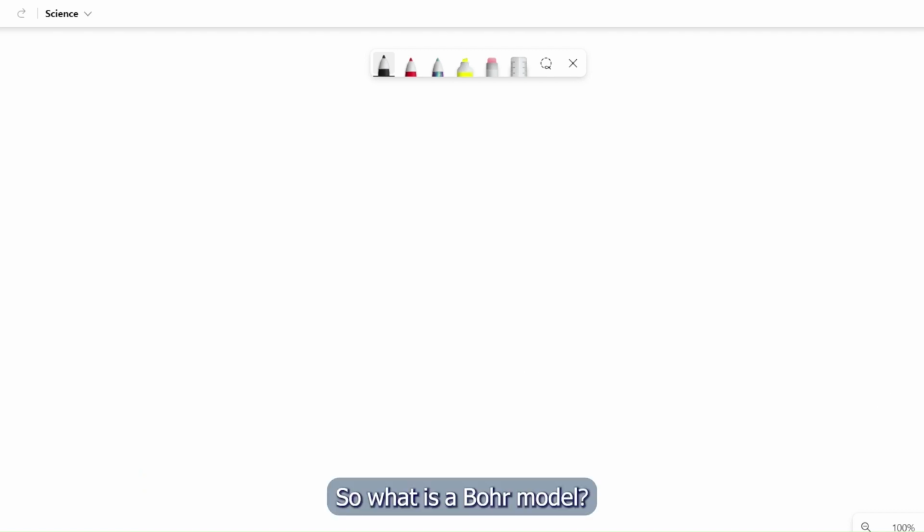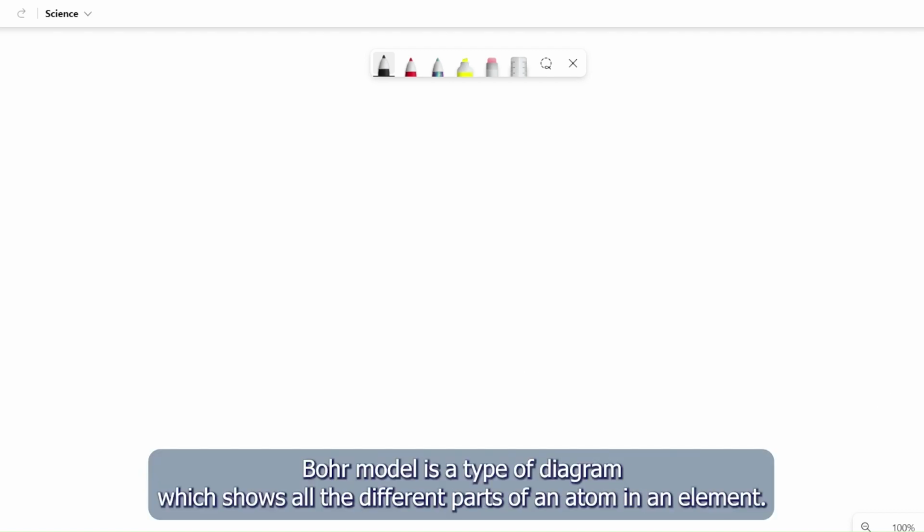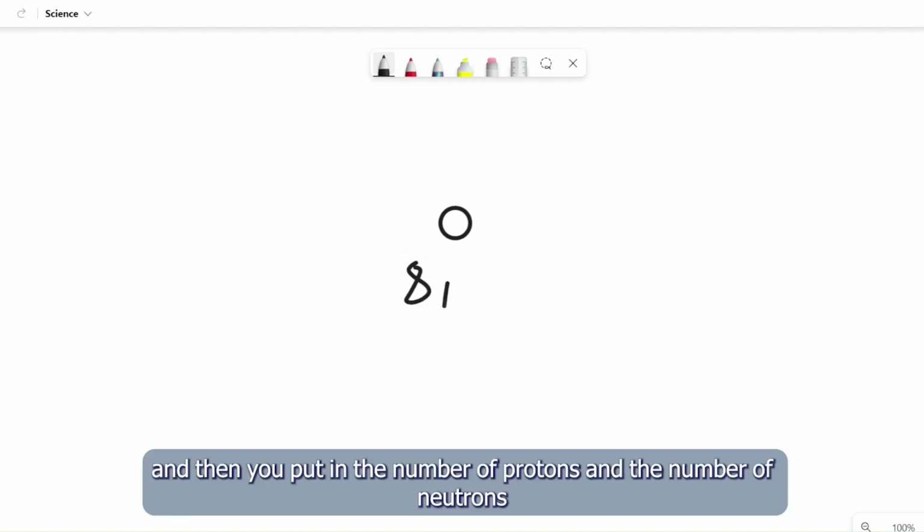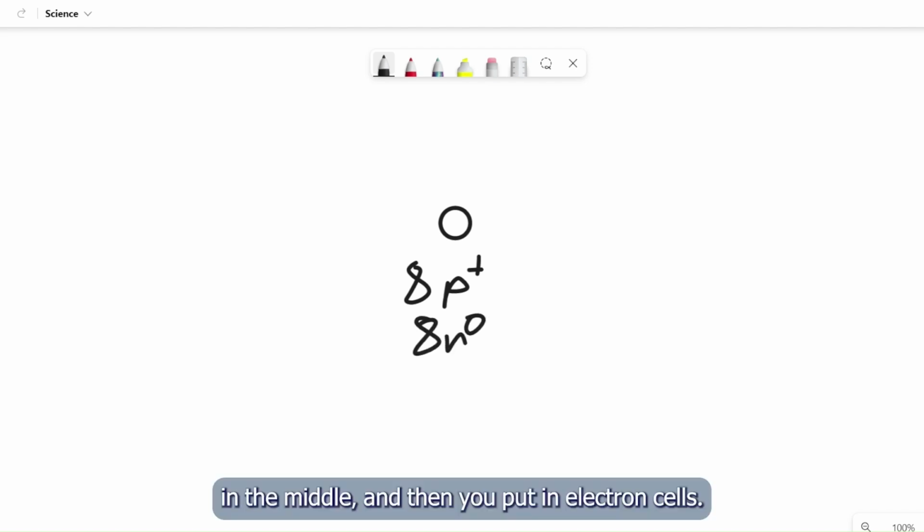So what is a Bohr model? A Bohr model is a type of diagram which shows all the different parts of an atom in an element. For example, for the element oxygen, you put in the element symbol, which is O, and then you put in the number of protons and the number of neutrons in the middle. And then you put in electron shells.